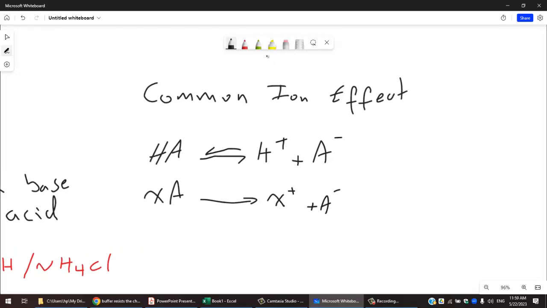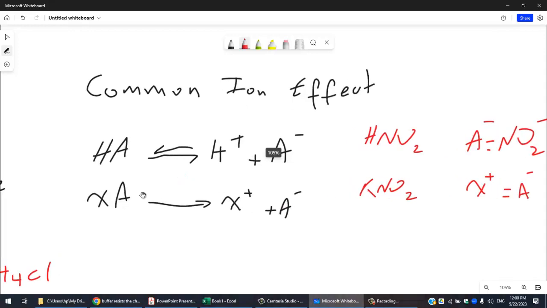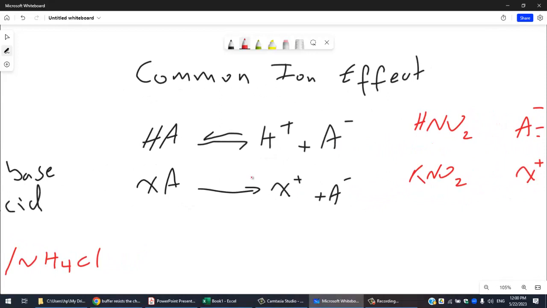So just imagine here that you have, let's say, HNO2 as a weak acid. So this NO2 minus would be the A minus. And for the salt, let's imagine that you have KNO2. So again, the A minus is NO2 minus, but the X plus would be the K plus. Anyway, we're going to talk about it in general as a general concept.